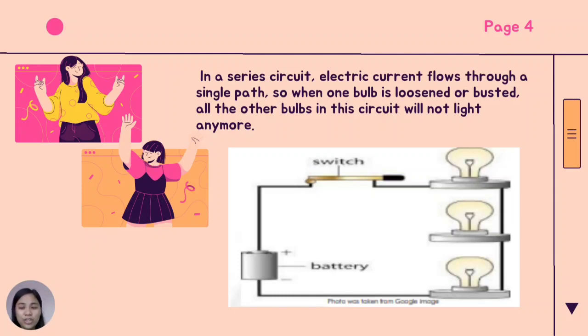Look at the illustrations carefully. Bulbs that are connected one after the other in one chain is an example of a series circuit. In a series circuit, electric current flows through a single path. So when one bulb is loosened or busted, all the other bulbs in this circuit will not light anymore. The loosened or busted bulb breaks or opens the pathway, so electricity cannot flow through.